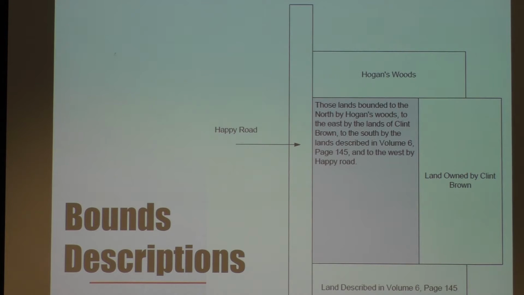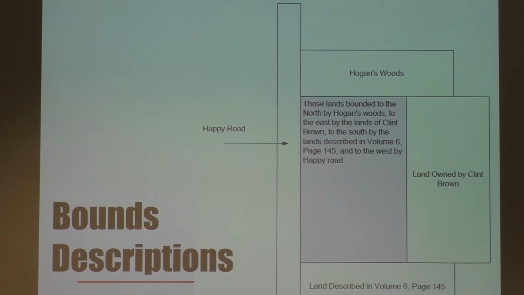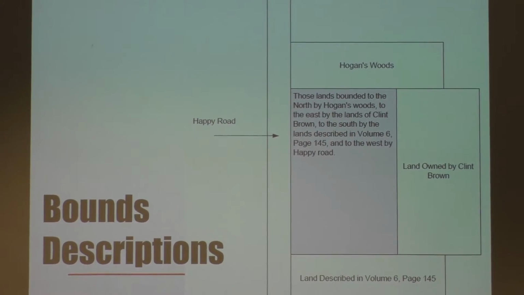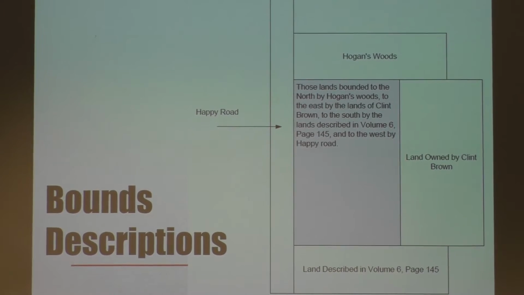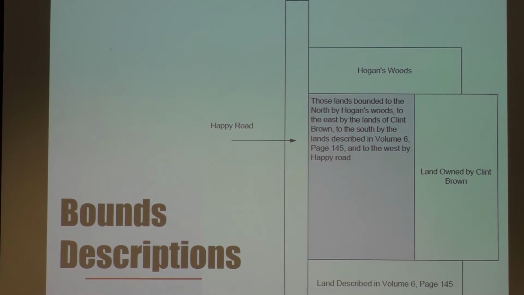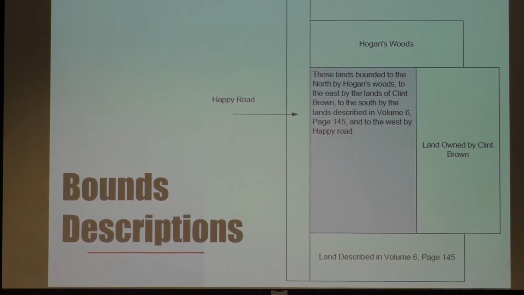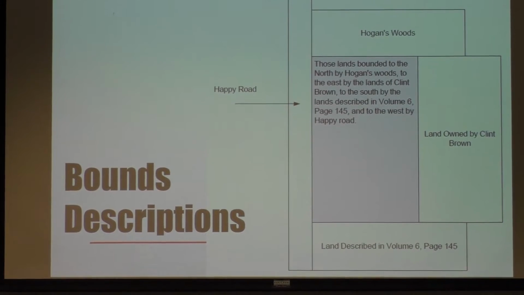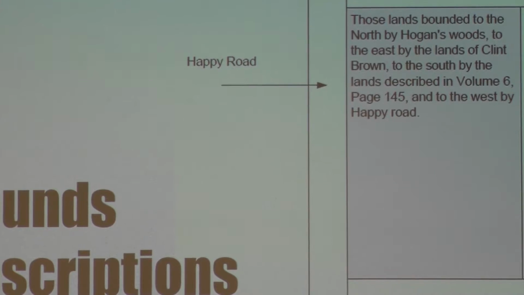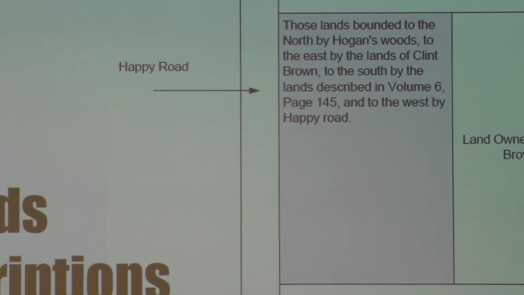Okay, this is the bounds. This is what you'll find in many of the really old deeds. If you go back into the 1500s and 1600s and find a deed for property, you'll see that it says something like the land bounded by Hogan's Woods on the north, owned by Clint Brown on the east, to the south, recorded, and to the west by a road or river or something.